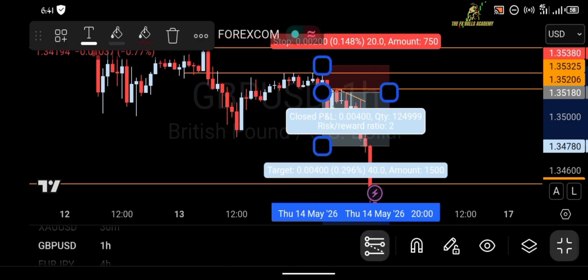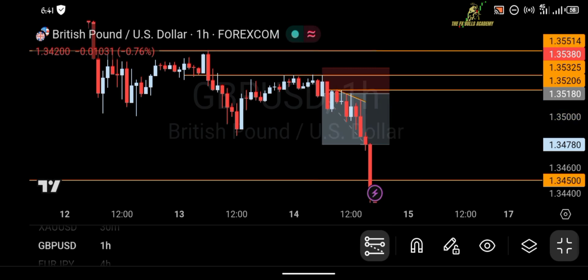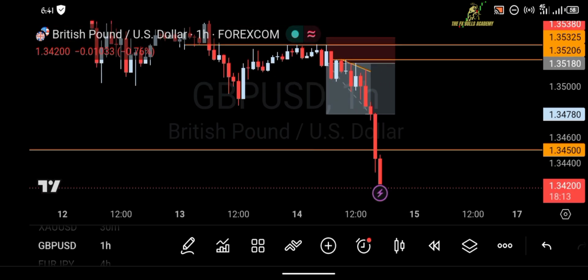I told you guys in my last YouTube video that any trade I'm taking is just going to be 1:2. So I'm risking 20 pips to make 40 pips here. And as you can see, immediately we sold.